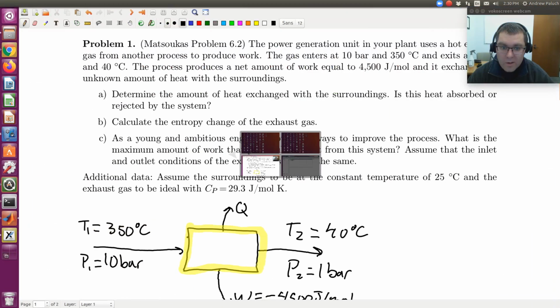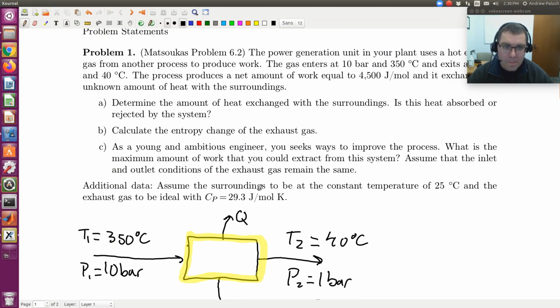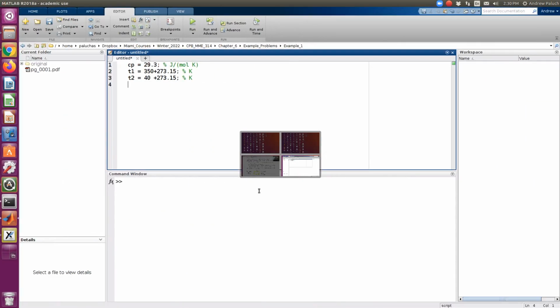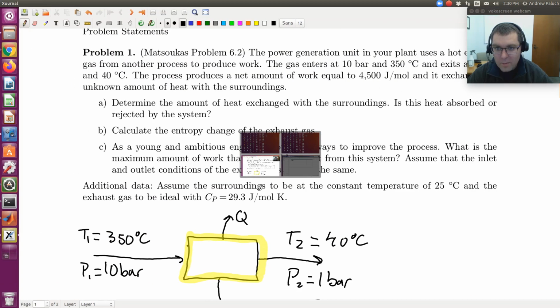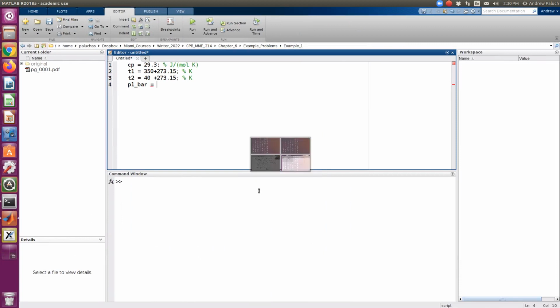So there's T1 and T2. Let me get P1 and P2. I'll keep those in bars. I won't need them for this problem, but let's just write it down. And I'm going to put a subscript of bar on there to remind myself that it's in bar. So depending on the application, we can convert.